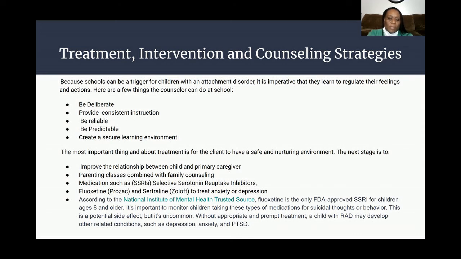Because school can be a trigger for children with a detachment disorder, it is imperative that they learn to regulate their feelings and actions. There are a few things that a counselor should consider when they're at school. The first thing a counselor should do as a strategy is be deliberate. Make sure that you are deliberately doing this for the child. Provide consistent instructions. Do not be inconsistent. Be reliable. Be predictable. Create a secure learning environment.